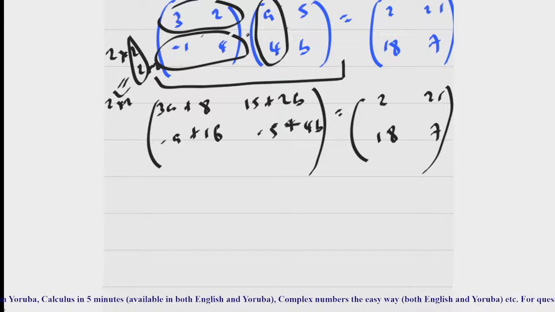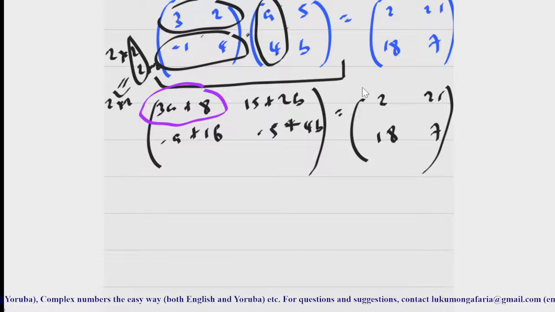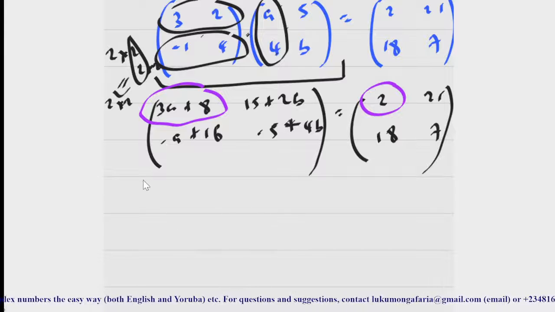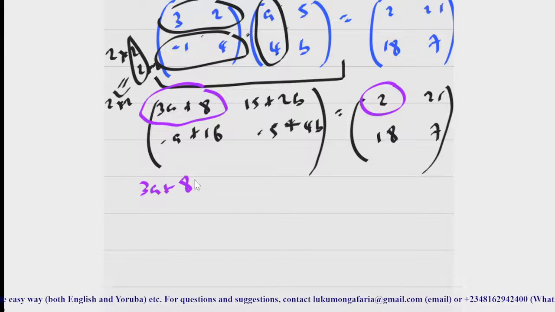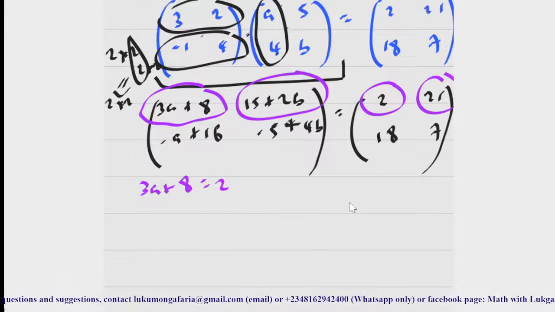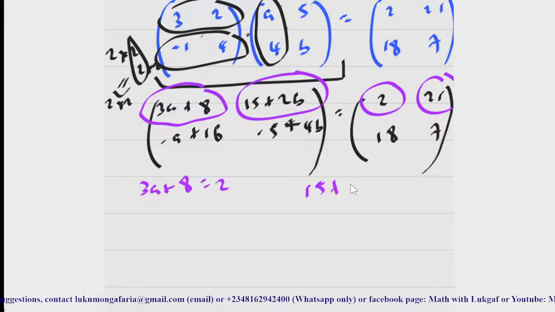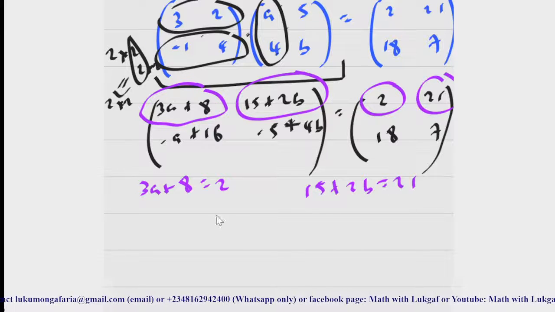Then you can now what? Equate them. And don't forget, two matrices are said to be equal if their corresponding elements are also equal. That is, row 1 column 1 here will be equal to row 1 column 1 here. Then I'm going to have 3a plus 8 is equal to 2. You understand now? Then row 1 column 2 here will also be the same thing as row 1 column 2 here. That is 15 plus 2b is equal to 21.